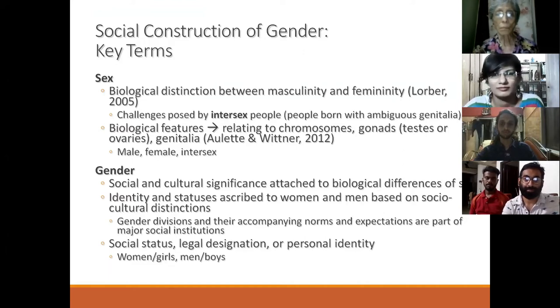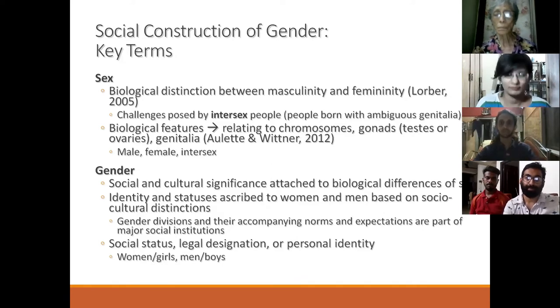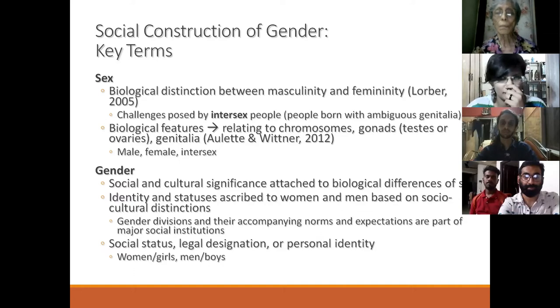So sex is all about the biological distinction between masculinity and femininity. With that being said, there are also challenges posed by people who are born with ambiguous genitalia, or intersex people, and they make up 2% of the population, give or take. Sex definitely pertains to biological features that relate to people's chromosomes, gonads, and genitalia. So it's all about one's anatomical features that determine whether one is male, female, or intersex.